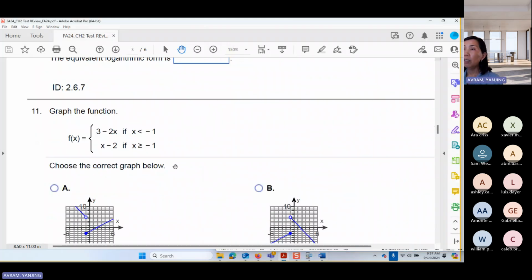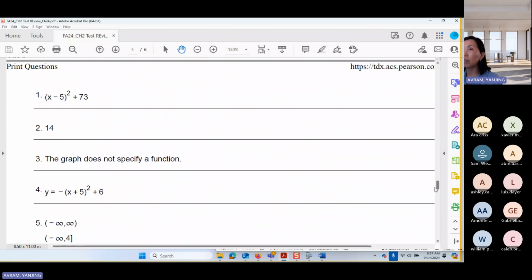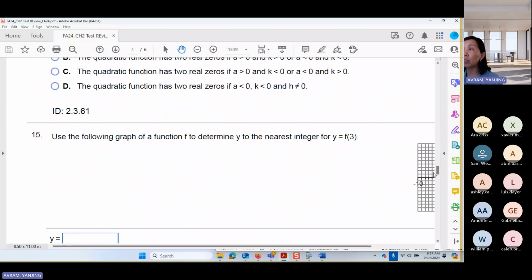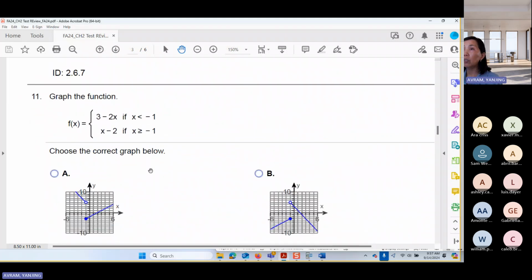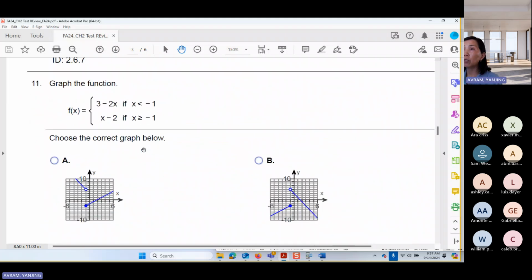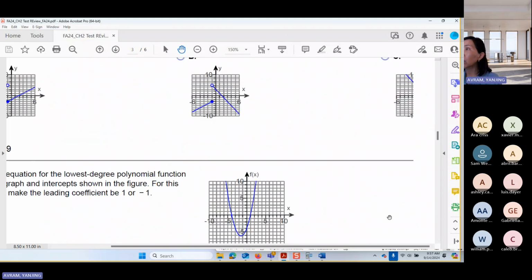All right, number 11. Let's see how many questions we have. We have about 15 questions in this test. This is called a piecewise function. The reason it is piecewise is that you have a limited value of x. Here you want to choose the correct graph.